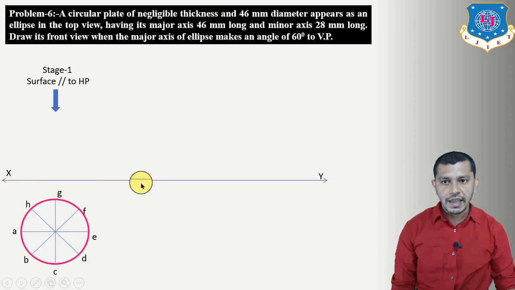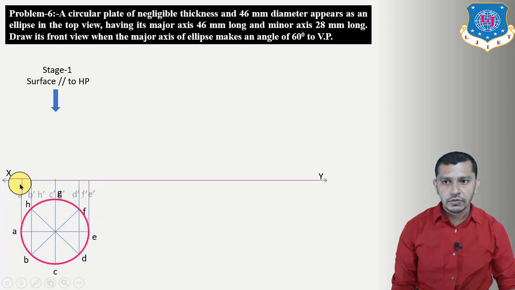Now if you want to draw the elevation of this plane, we project all the points on the xy reference line. So here we will get A dash, here we will get B dash H dash, here we will get G dash C dash, here we will get D dash F dash, and here we will get E dash. Connect these points, we will get the elevation.